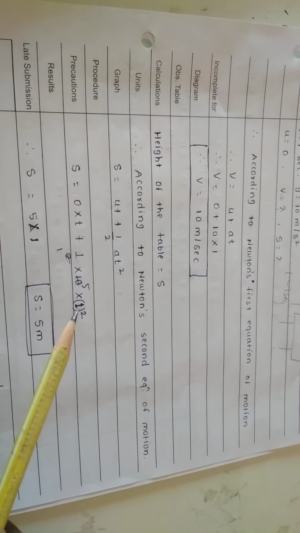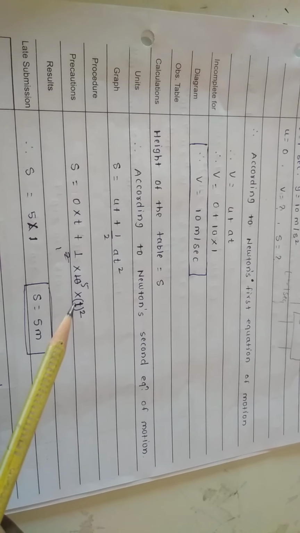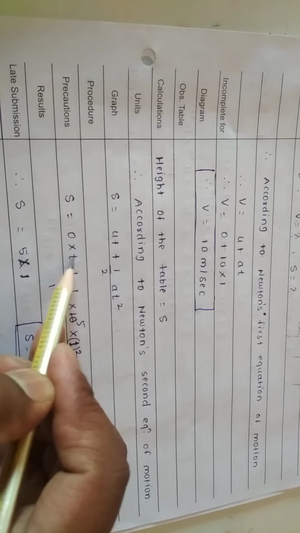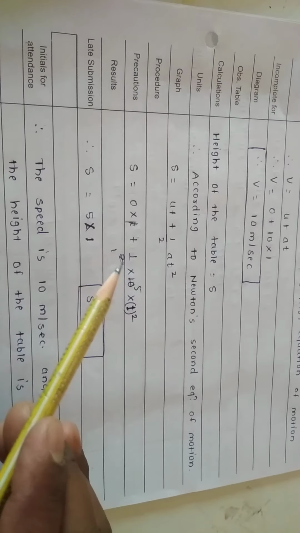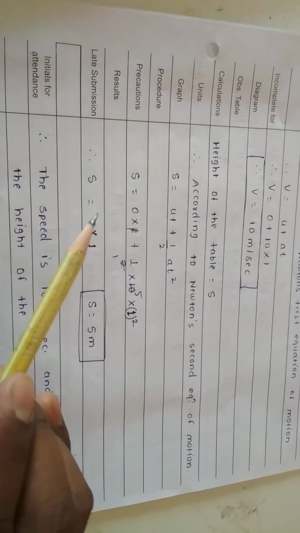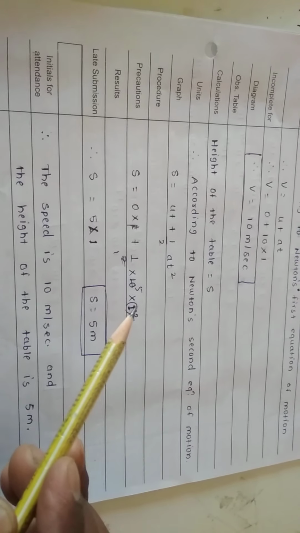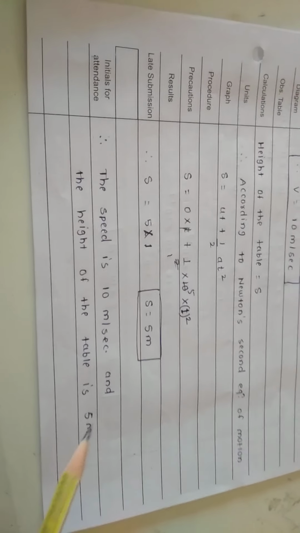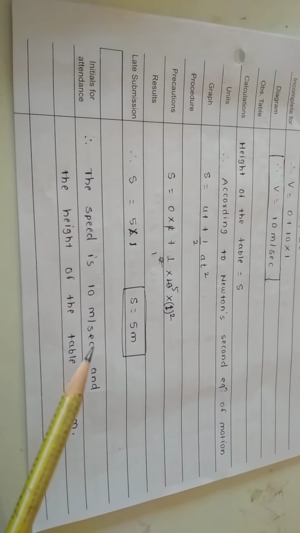S is equal to initial velocity 0 into t as it is, plus half into acceleration 10 into 1 square. Sorry, here take 1, 0 into 1. So 0 into 1 is 0. 2 ones are 2, 2 5s are 10. So s is equal to 5 into 1 square, 1. So s is equal to 5 meter. So in this way, the height of the table is 5 meter and the speed is 10 meter per second.